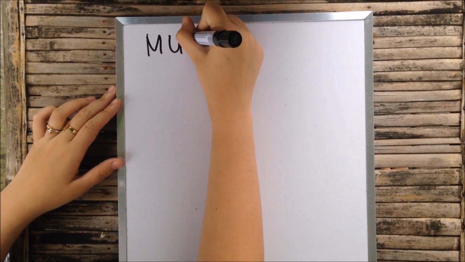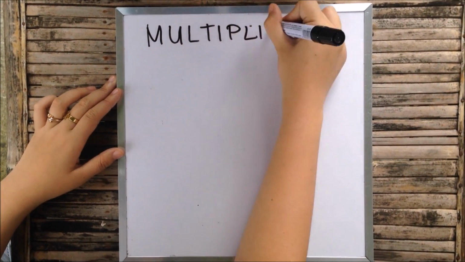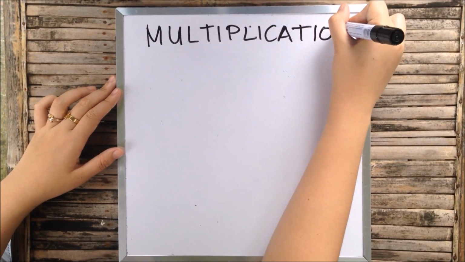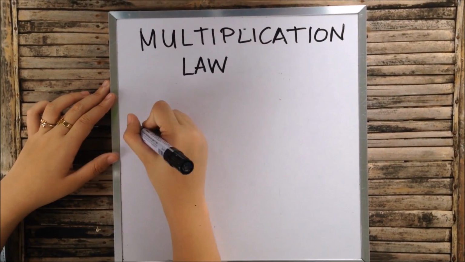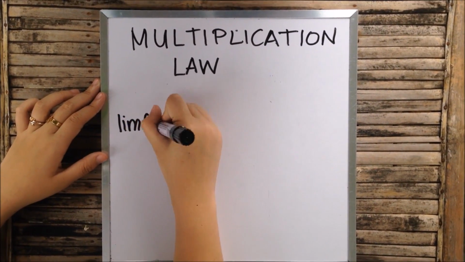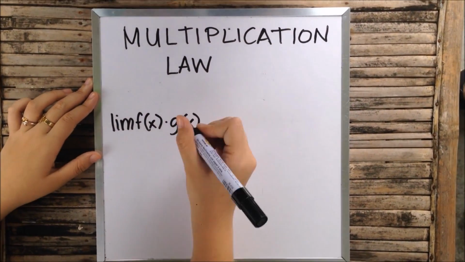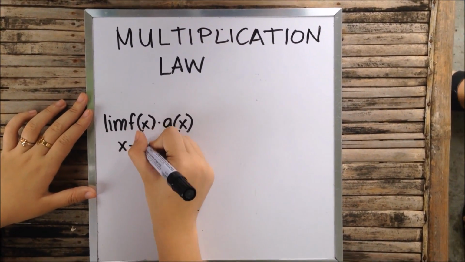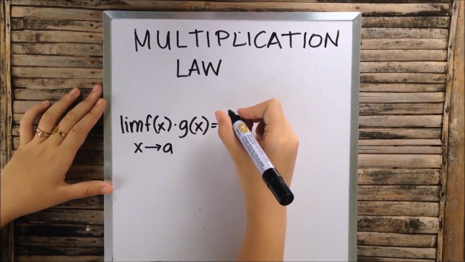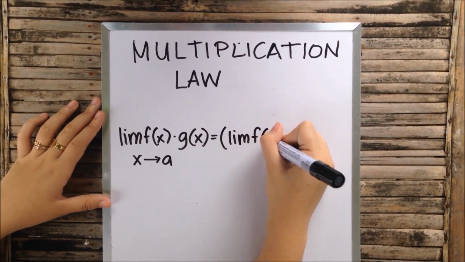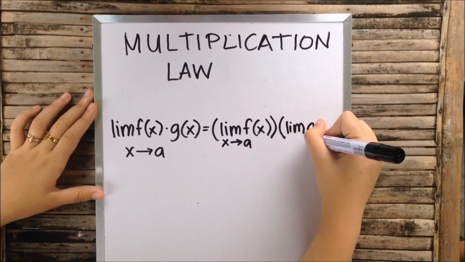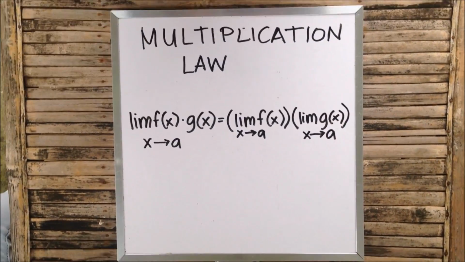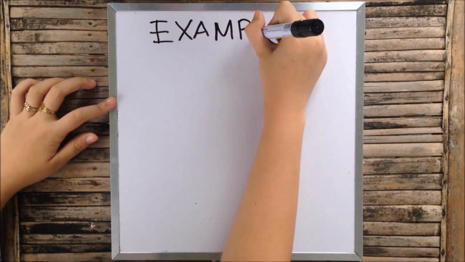Next is multiplication law. In this law, if the function involves the product of 2 or more factors, we can just take the limit of each factor, then multiply the results together. With that sample equation of limit of f of x times g of x as x approaches a equals limit of f of x as x approaches a times the limit of g of x as x approaches a. Here's an example.